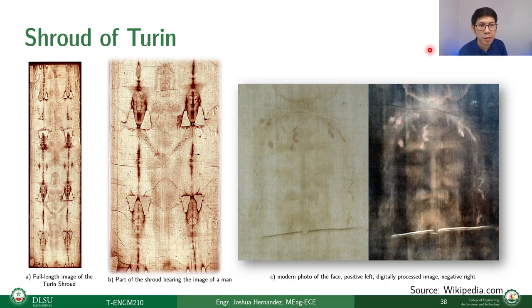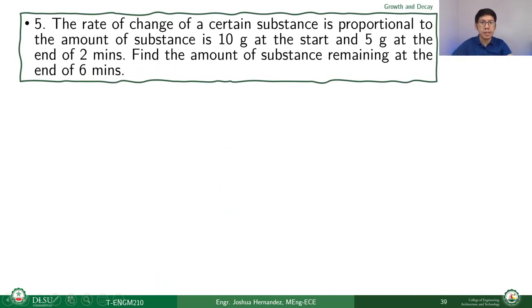But based on our computation, it is kind of hard to say that it is the shroud of Jesus. Yeah, so that's what it looks like. So there, you can use differential equations to carbon date. Let's move on to our next problem.